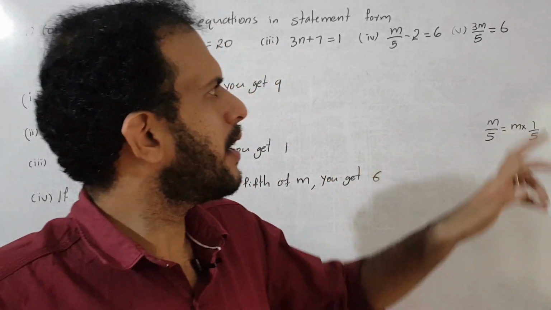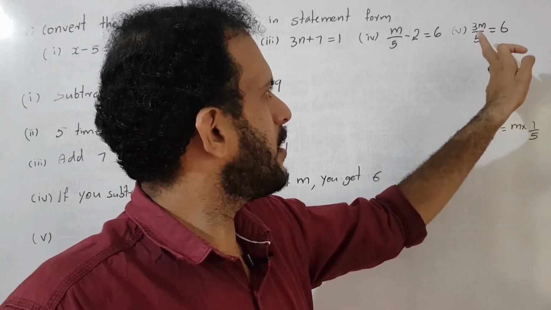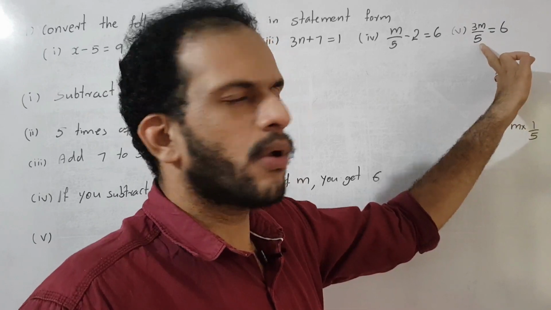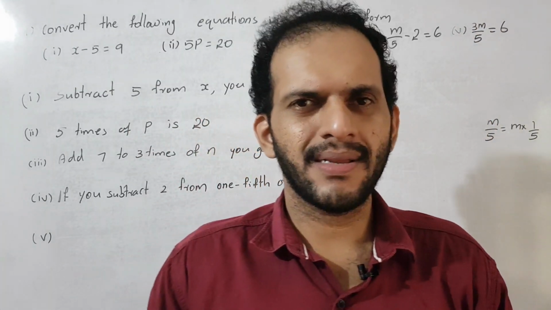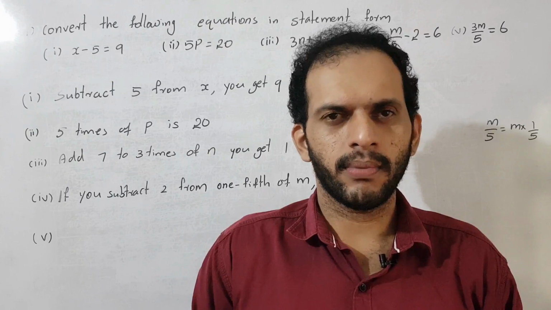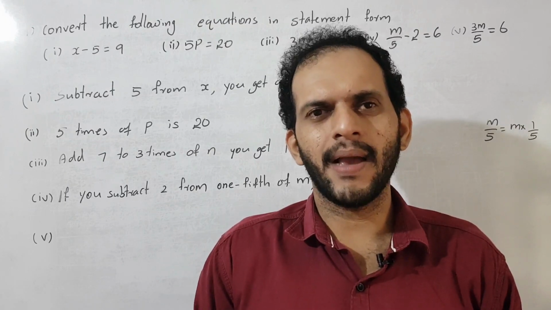Then we are dividing 3m by 5. Then we divide 3m by 5. 3m means 3 into m. 3 into m means 3 times of m.